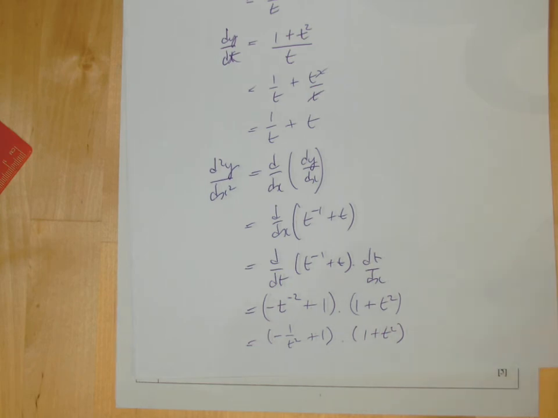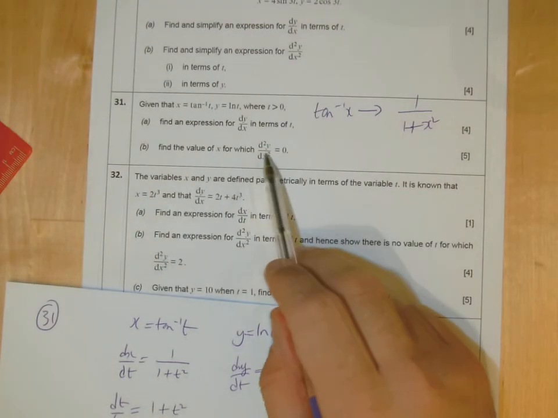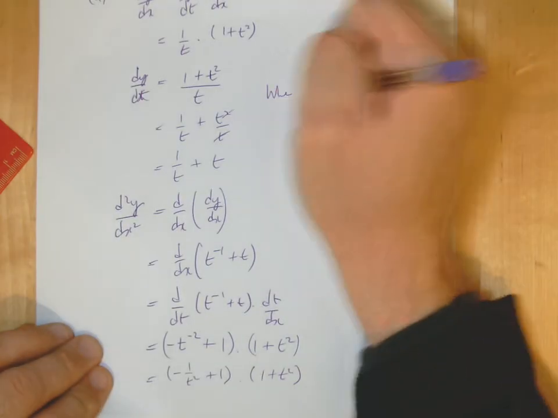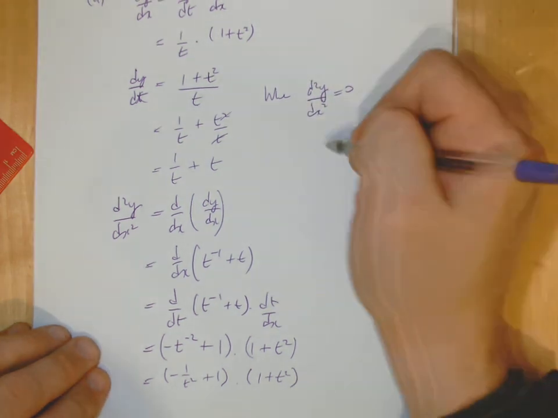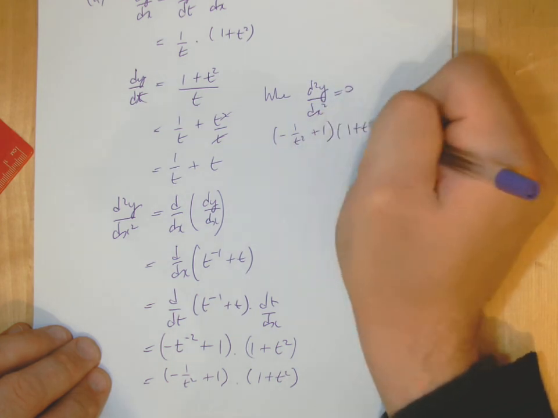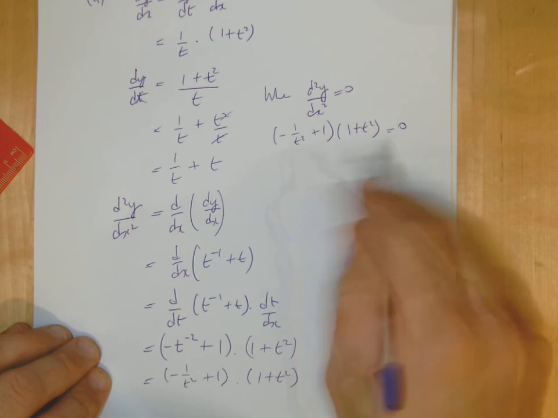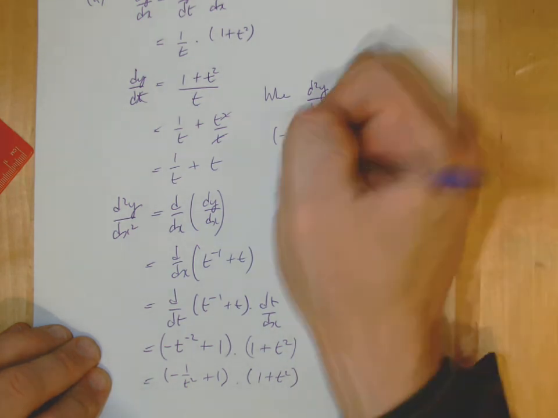We could multiply out. There are lots of different options here. So let's look at what the question's asking for. It says find the value of x for which d2y/dx squared is equal to 0. If we put this equal to 0, it may be better to leave it as two brackets. So when it's equal to 0, both brackets times together equal 0, so either one of them is 0.